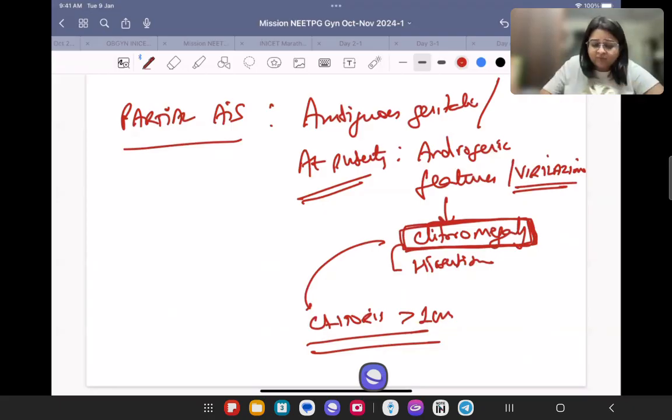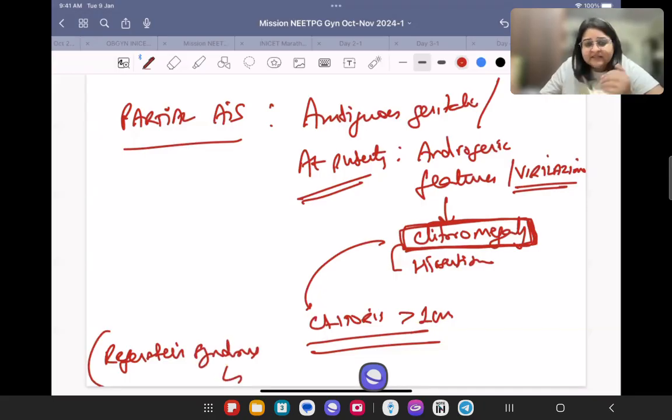Another extreme form of AIS is something called Reifenstein syndrome, for the INI-CET people. It's again AIS only, but again a component of partial AIS, where this is going to present as a male. Everything will be male, but because they have a little bit of androgen insensitivity, they are going to present with male infertility. Usually oligospermia or azoospermia will be there.